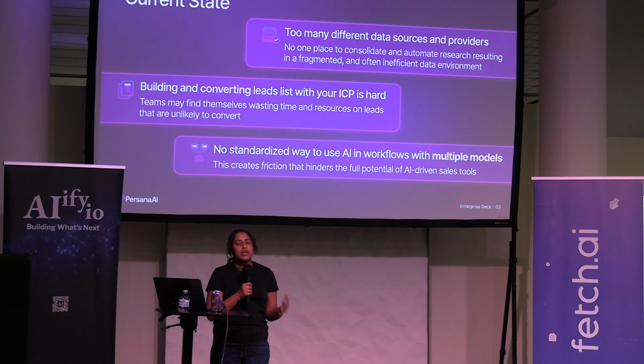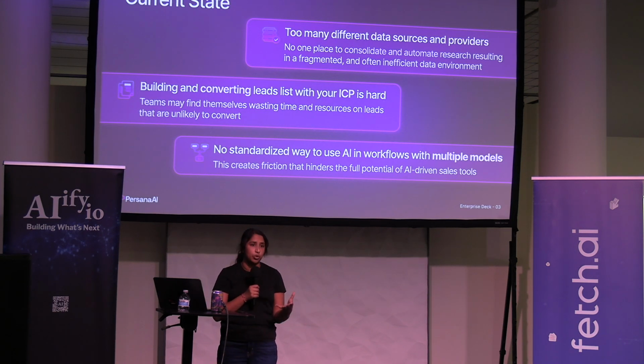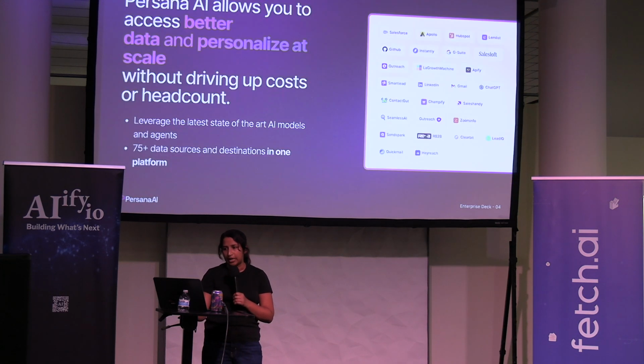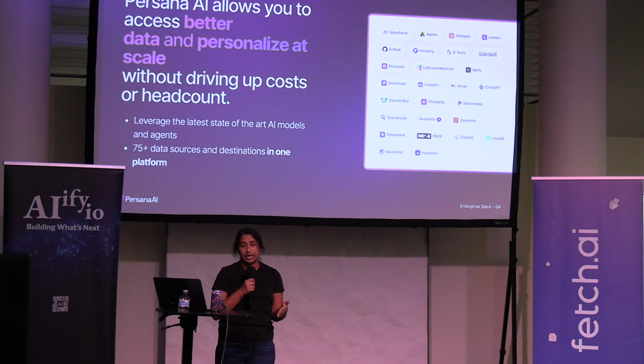And on top of that, there isn't a standardized way to use AI in your workflows with multiple different models, right? Reps are starting to use ChatGPT, but there isn't a way for the head of business development to see what prompts are working and how this is influencing our go-to-market motion. That is where Persona AI comes in. We allow you to access better data and personalize at scale without driving up costs and scaling headcount.